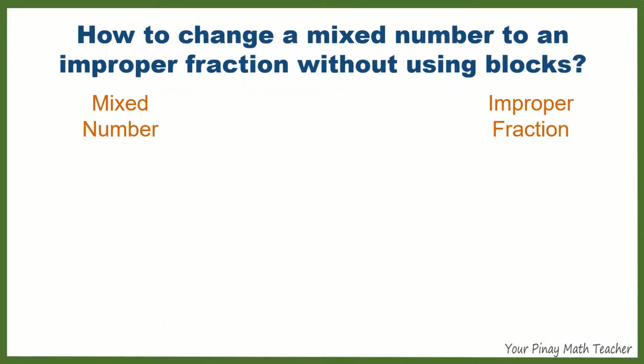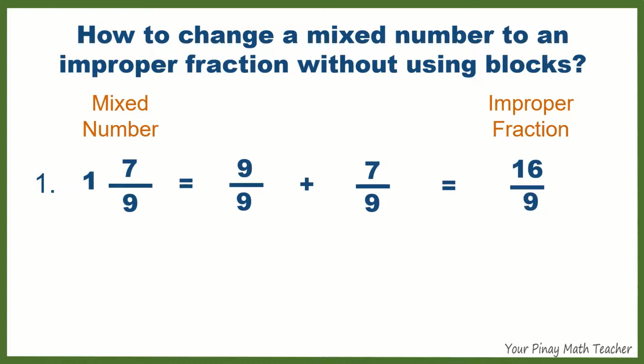How to change a mixed number to an improper fraction without using blocks. Number 1. 1 and 7/9. This means that there is one whole divided into 9 equal parts. So we get 1 9/9 plus 7/9 is equal to 16 over 9. Or you simply multiply one whole by 9 equal parts. So we get 9 and you add 7, you also get 16/9.